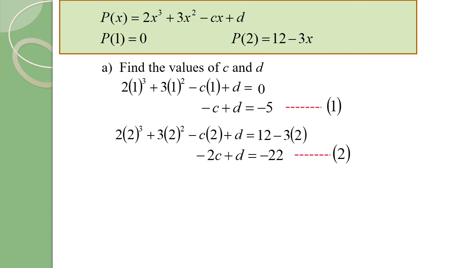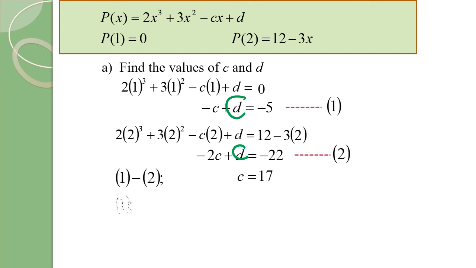To solve it, we can use simultaneous equations by using either the elimination method or the substitution method. Here it is better to use the elimination method because we have d and d, d here and d here. So, we just have to subtract these two: equation 1 minus equation 2. We have negative c minus negative 2c is equal to c, and d minus d is 0, and negative 5 minus negative 22 equals 17. So directly we have c equal to 17.